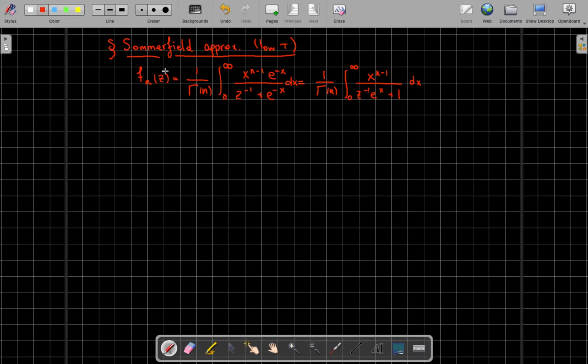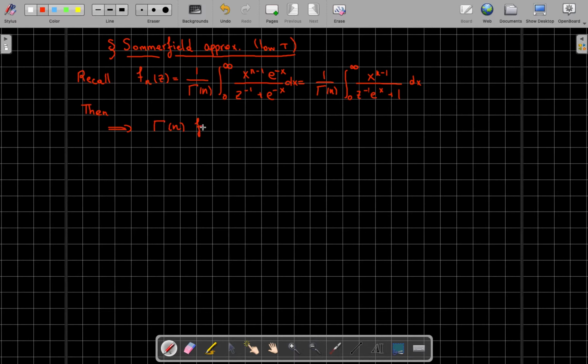So the first step is, of course, to remember what the Fermi-Dirac functions are. So they're shown right here. They are labeled by an index n. Sorry, not an integer, just a real number in general. And it has this integral representation. And the first step is to split this integral into two parts.